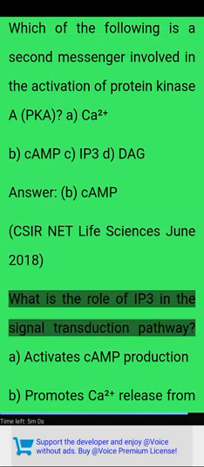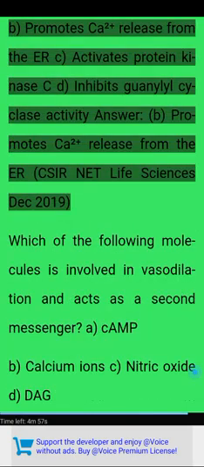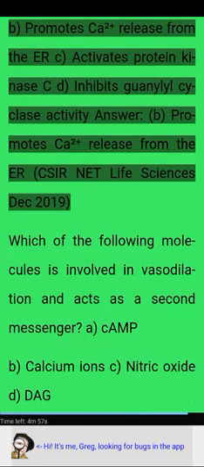What is the role of IP3 in the signal transduction pathway? A. Activates cAMP production. B. Promotes Ca²⁺ release from the ER. C. Activates protein kinase C. D. Inhibits guanylyl cyclase activity. Answer. B. Promotes Ca²⁺ release from the ER. CSIR NET Life Sciences December 2019.